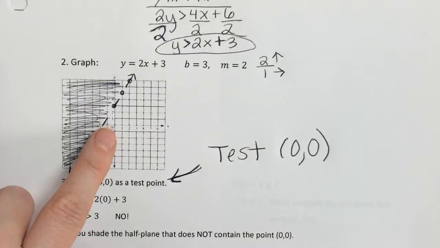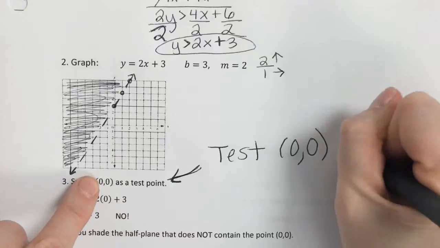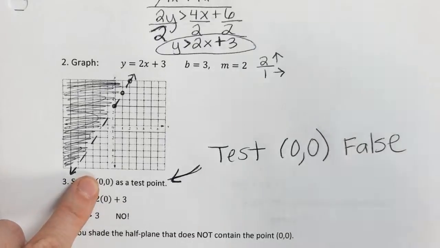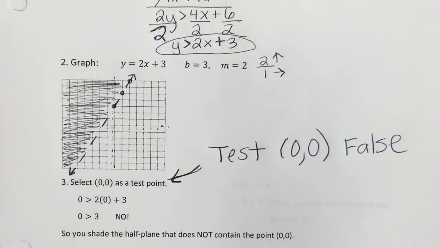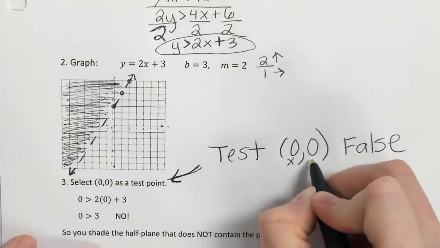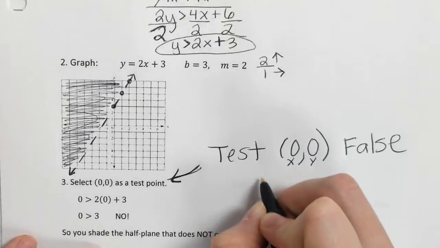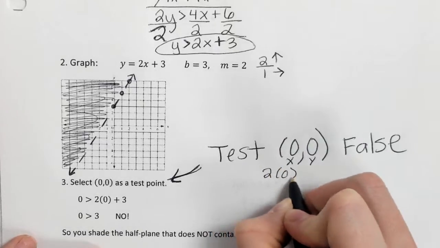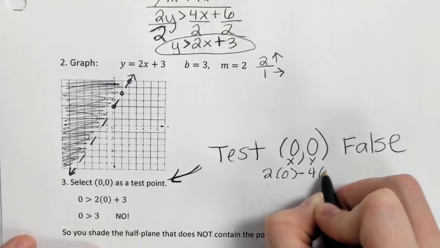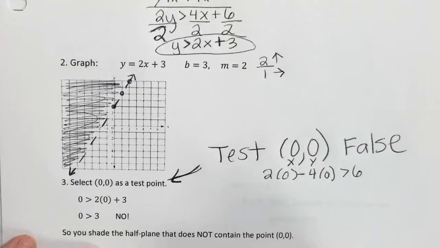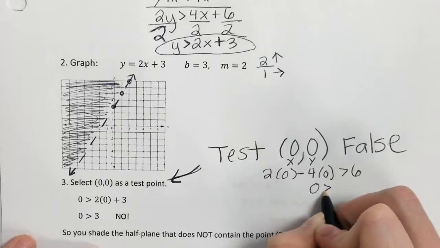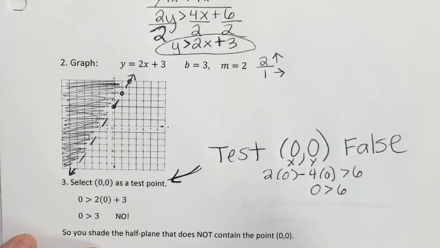Because it's not shaded, when I plug it into the equation, it should be false. So we're going to plug it into the inequality and see, is it going to be false? This is x, this is y. So I do 2 times 0 minus 4 times 0 is greater than 6. 0 is greater than 6. Now ask yourself, is this true or false? True. 0 is greater than 6? Wait.